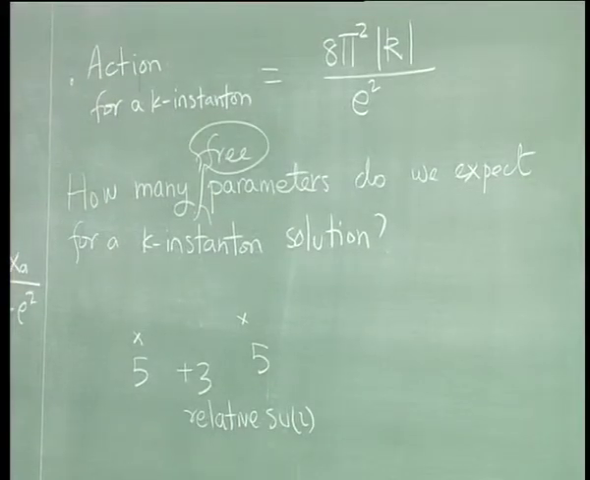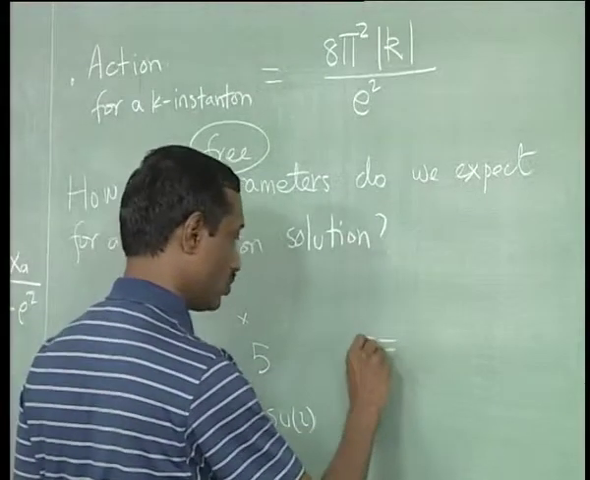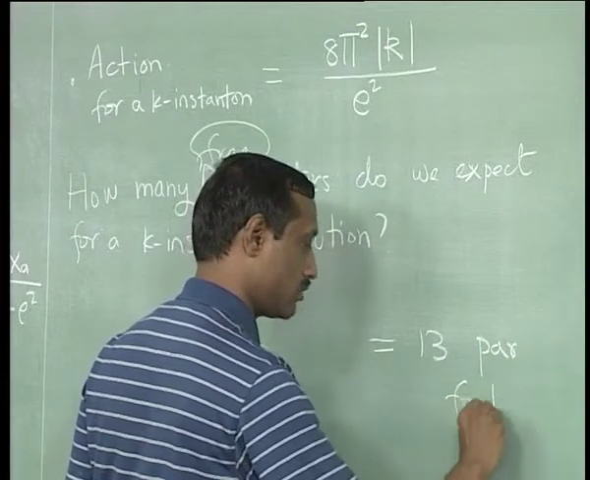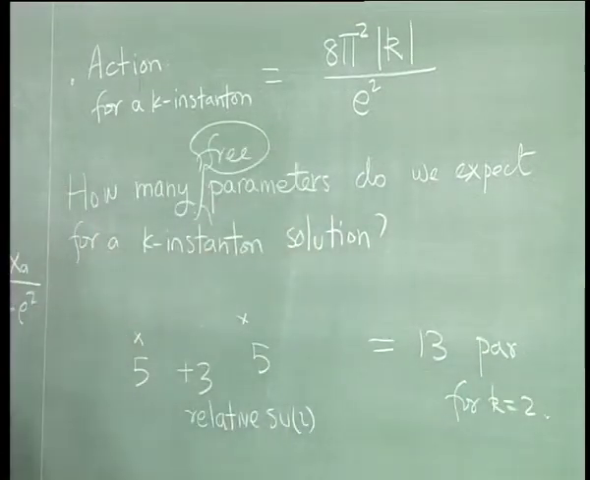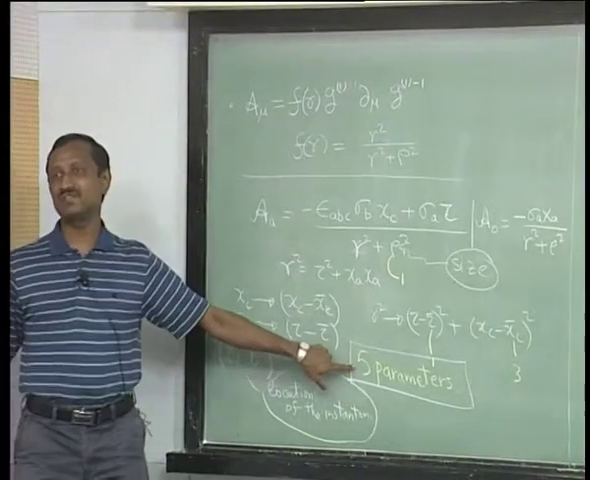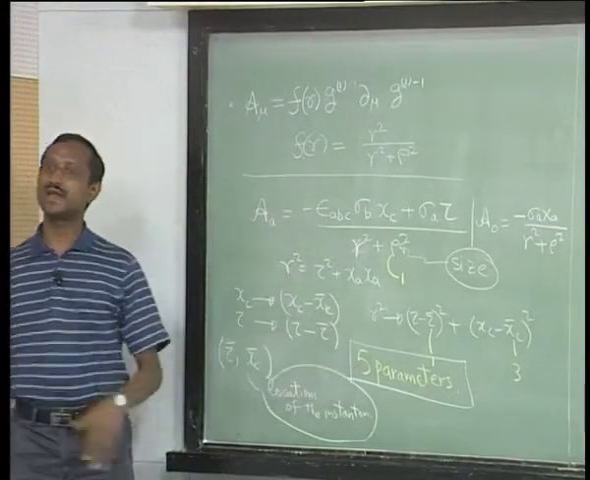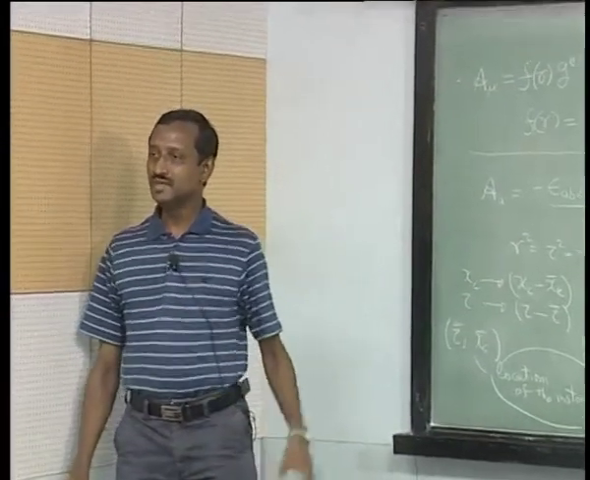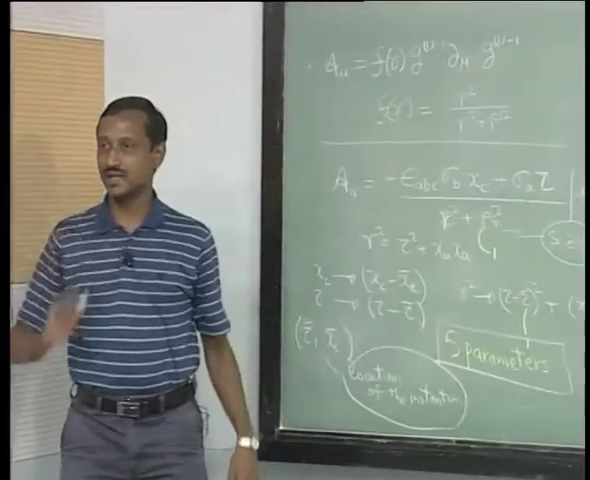Okay. So, this counting will give you 13 parameters for k equal to 2. Now you can see that we have another way of understanding this as 16 minus 3, which is simpler to associate. Instead of saying 5 parameters with a 1 instanton solution, you say that there are 8, including the SU2 as extra freedom.